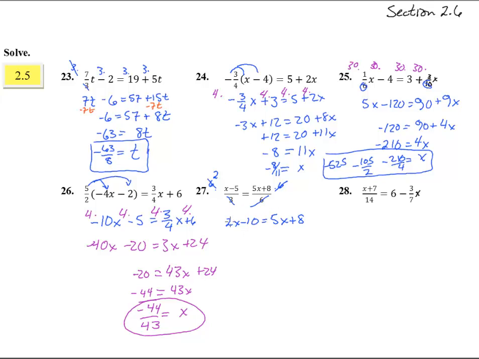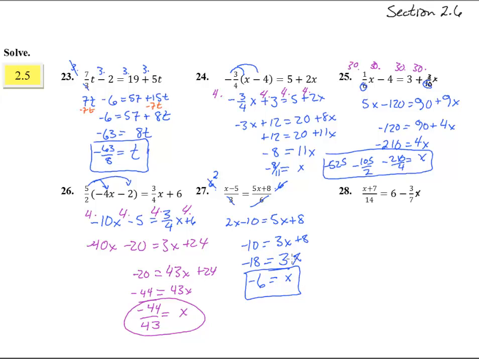Let's move on now. The x's, we can get those together by subtracting 2x from both sides. And then subtracting 8 from both sides, we get 3x equals negative 18. Divide both sides by 3, and we get x equals a negative 6.